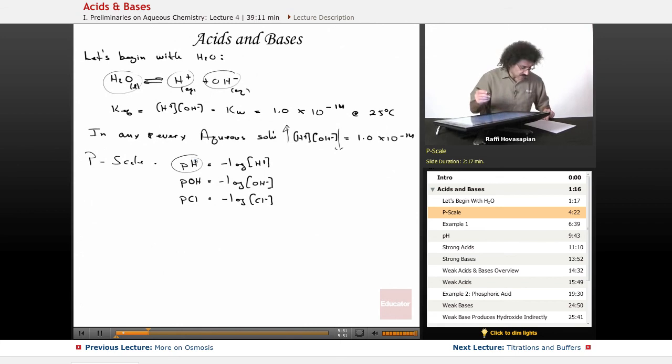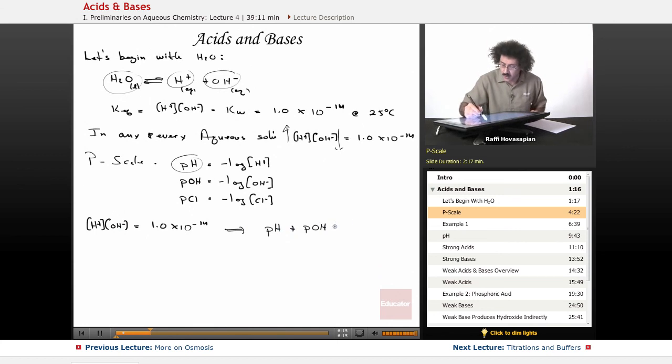Okay, so let's see. So if the hydrogen ion concentration times the hydroxide ion concentration in any aqueous solution is equal to 1.0 times 10 to the negative 14, well, in terms of pH, if I take the negative log of both of these, I get the following. I get the fact that the pH plus the pOH of an aqueous solution is equal to 14. They're the same thing. One deals with concentrations directly, the other deals with a different representation of concentration. That's all.